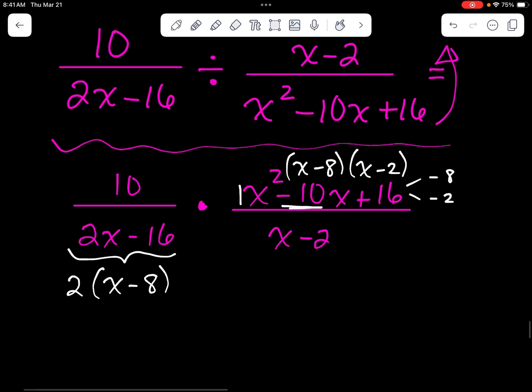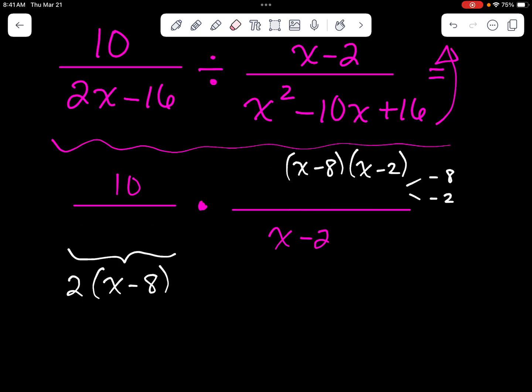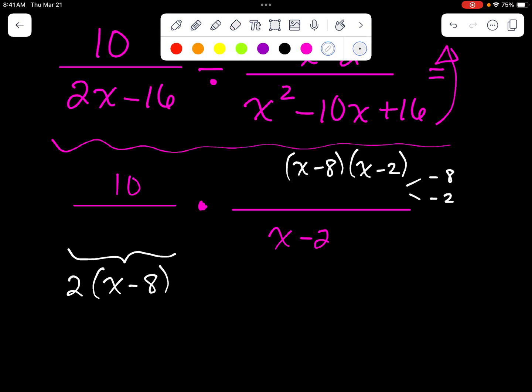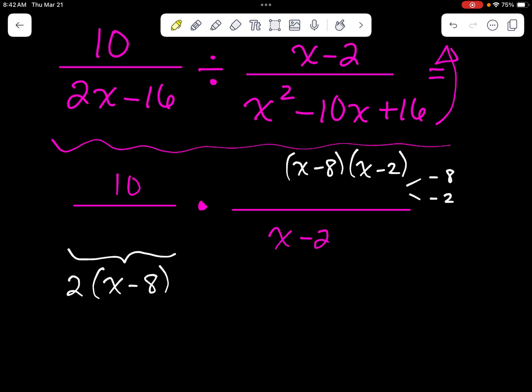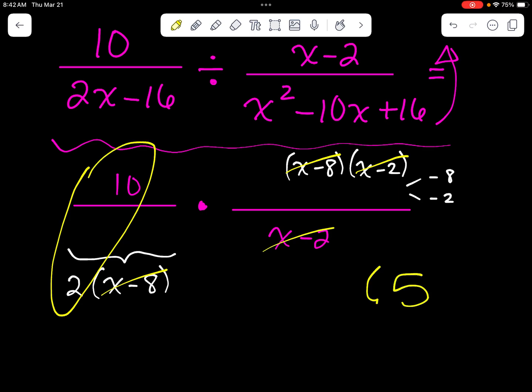So now let's see if we can start crossing some things out. Just to clean the problem up, I want to erase what I have right here in pink because that is no longer there. We factored that, what we have in white. Let's start crossing some stuff out. We have x minus 8 diagonally we can cross out. I have an x minus 2 on top and an x minus 2 on bottom. That leaves me with 10 divided by 2. 10 divided by 2, my answer is 5.